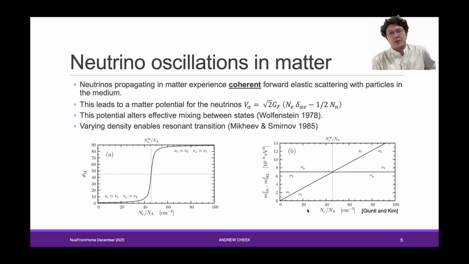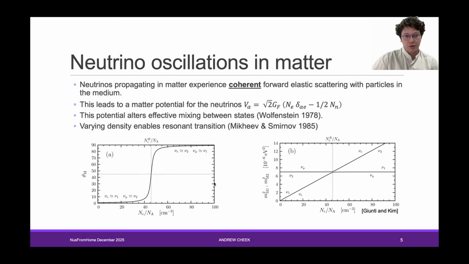In-medium effects have been studied for neutrino propagation since very early. In the late 70s and the 80s, we had the development of neutrino oscillations in matter, where the coherent forward scattering between neutrinos and the particles in the medium, i.e., electrons, neutrons and protons, provides a matter potential for these neutrinos as they propagate. This potential can alter the effective mixing between states. And it was shown in the mid 80s that a varying density like that of the sun can enable resonant transitions, as I've shown from these Ginty and Kim plots here.